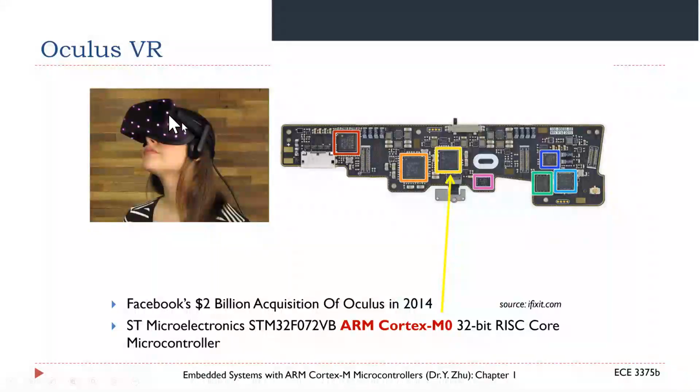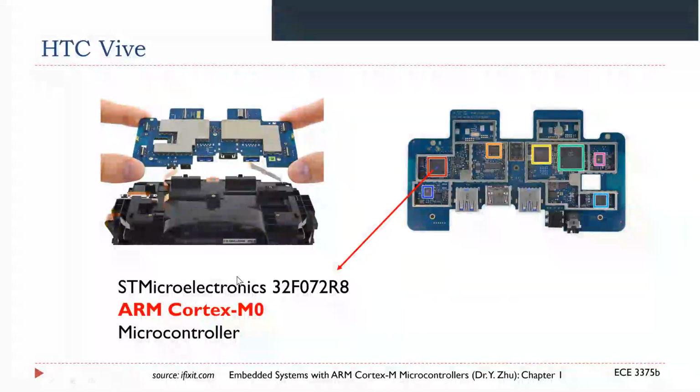That would be Oculus virtual reality headset. So, and that it's a Cortex M0 RISC core microcontroller. So it's bought by Facebook or Meta. And then that would be another virtual reality, HTC Vive. So that contains M0.